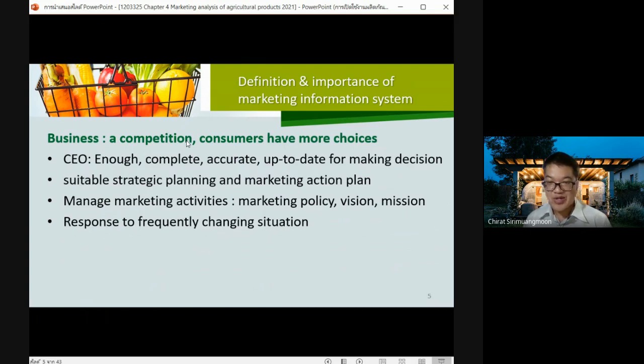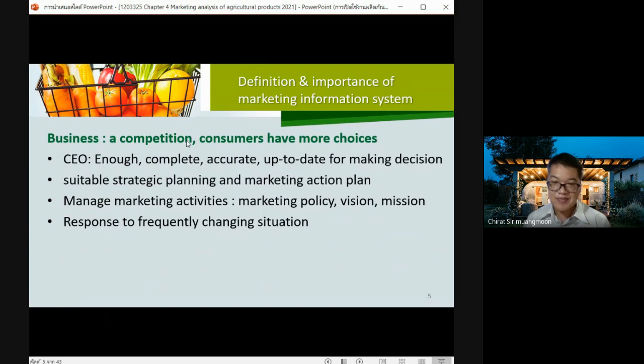So that is the reason why MIS is going to be used for finding something or sending some message to the chief executive officer or the person at the top level. They need to have enough complete, accurate, and up-to-date data for making any decision. If you have complete and accurate data, you can use some strategies, some direction that's focused on the target group. If you meet the real, actual target group, that's good for your business. It's also used for having suitable strategic planning and marketing action.